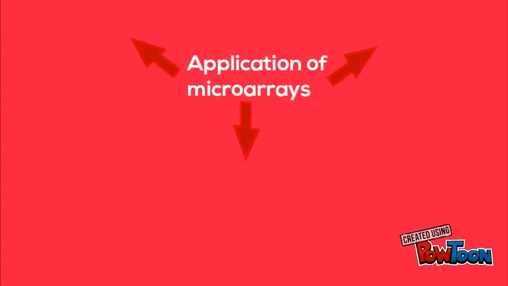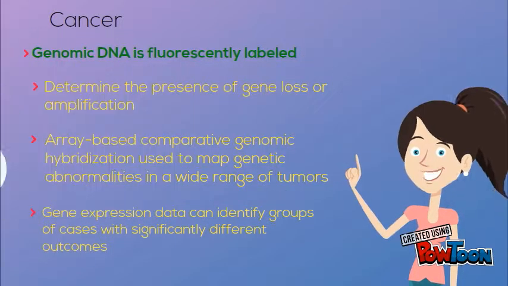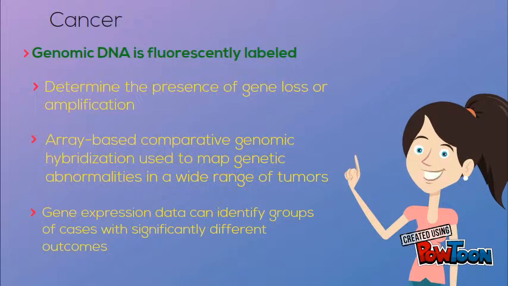There are 3 applications of microarray, which are: 1. Cancer, 2. Antibiotic treatment, 3. Oral precancer. Cancer: genomic DNA is fluorescently labeled. Array-based comparative genomic hybridization is used to map genetic abnormalities in a wide range of tumors. Gene expression data can identify groups of cases with significantly different outcomes.